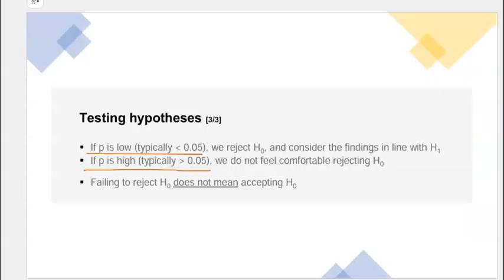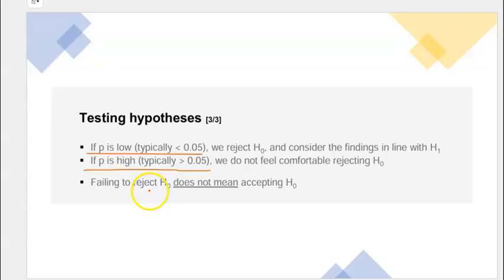So let's see about this here. Testing hypothesis: if p is low, that typically is less than 0.05, we reject the null hypothesis and consider the findings in line with the alternative hypothesis. And if p is high, greater than 0.05, then we don't feel comfortable rejecting the null hypothesis. So this is how you can formulate your decision.